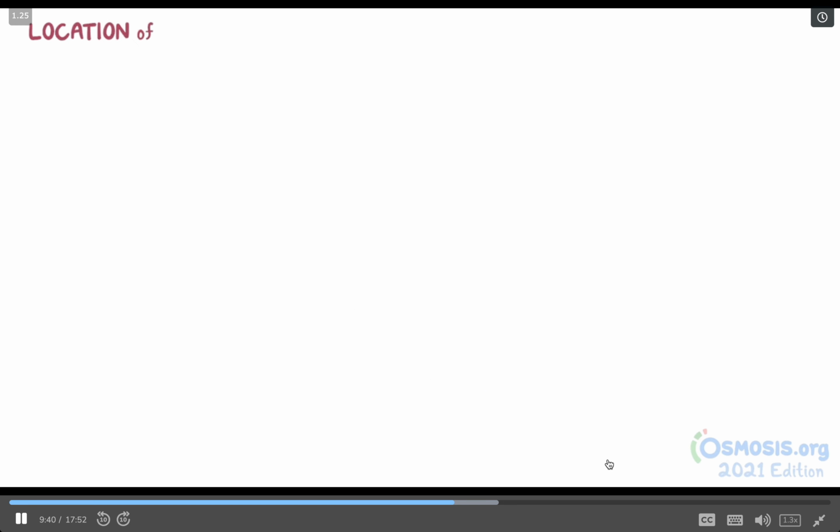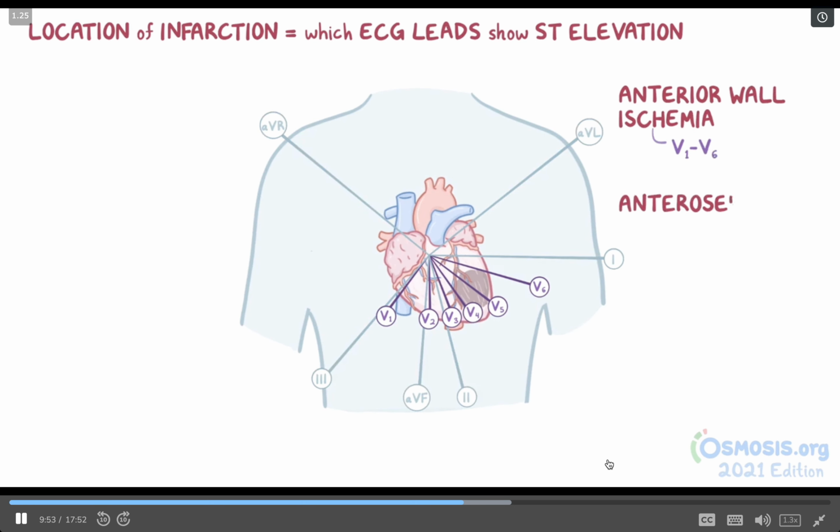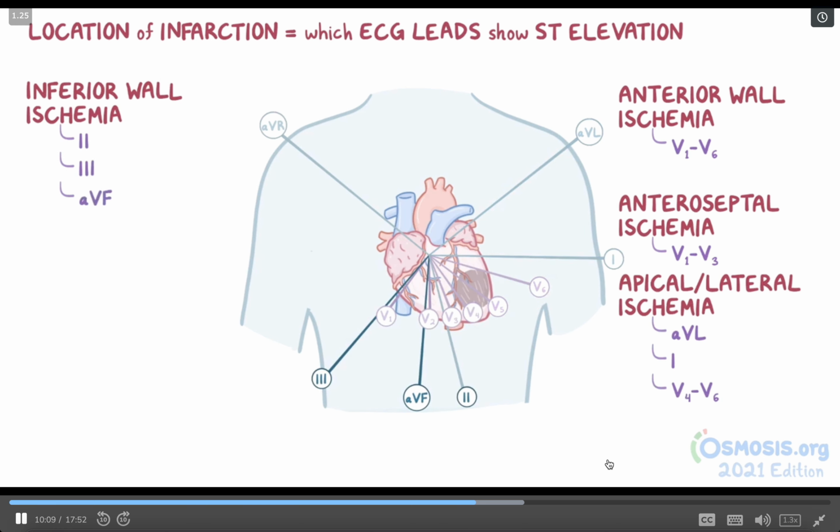The location of a myocardial infarction can be determined by which ECG leads show ST elevation. In anterior wall ischemia, ST elevation will show up in the precordial leads, so V1 to V6. In anteroseptal ischemia, it'll show up in leads V1 to V3. Apical or lateral ischemia will show up in leads AVL and 1, and leads V4 to V6. Inferior wall ischemia will show up in leads 2, 3, and AVF.